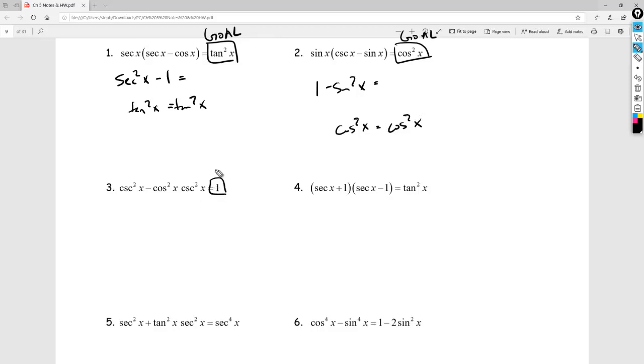So first I see 1 on the right side, so I'll say that that is my goal. On the left side, this is what I have. Now, this is kind of the opposite of some of the problems that we just did together, so I see that both of my terms here have a cosecant squared. So let's just see what happens if I factor that out.